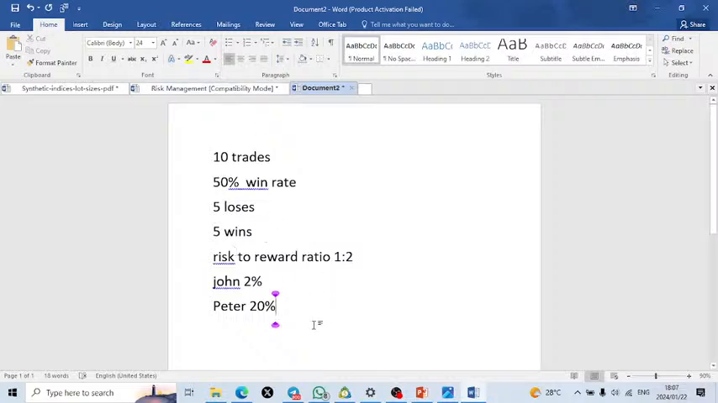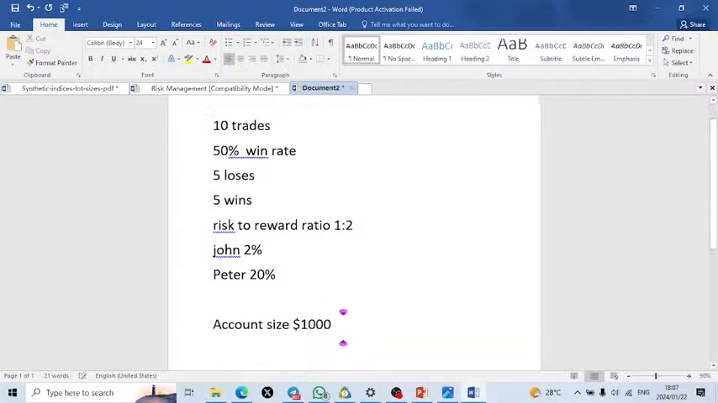So this is the scenario. And these guys, they have how much? Let's assume that they all have account sizes of $1,000 US. I want you to see both people have the same strategy with the same win rate. They are given the same amount of money. And they have a win rate of 50%, and they're going to take 10 trades. I want you to see what will be happening in these accounts.